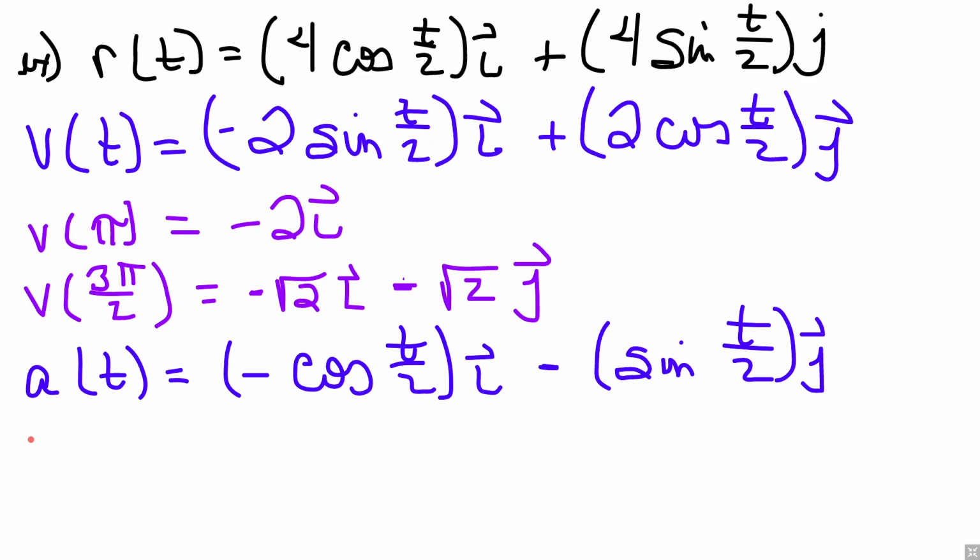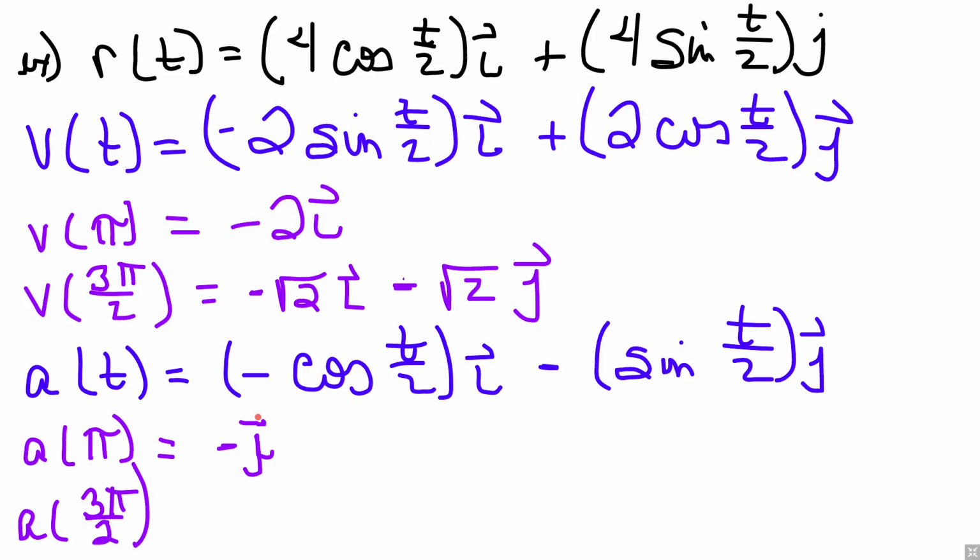All right, so let's find the acceleration at pi and at 3 pi over 2. So at pi, we're going to have cosine of pi over 2, which is 0, and then the sine of pi over 2, which is 1. So we're just going to end up with negative j. Okay. Any questions?